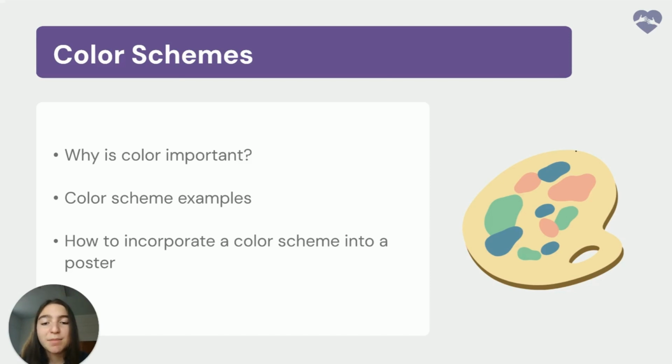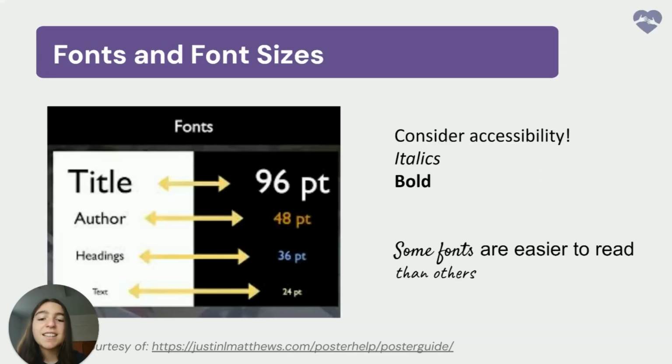Incorporate it into your poster by using it as a backing behind larger chunks of text, and maybe even make it your font color if it's legible. Speaking of fonts, you want to make sure that everything is big enough to read. Your title should be large enough to read from afar, and the author names should also be quite big. From there, your headings can be a little smaller, and your text can be small enough to fit everything in. This image suggests 24 point be your smallest size.